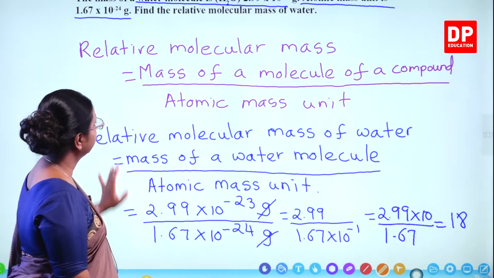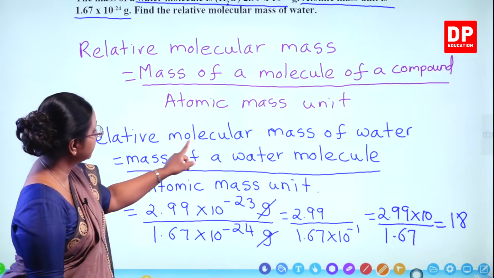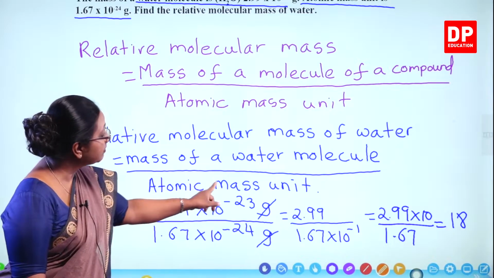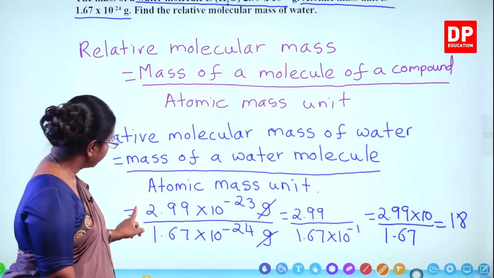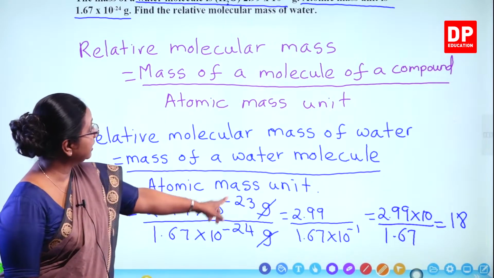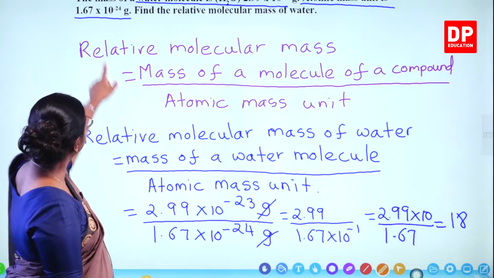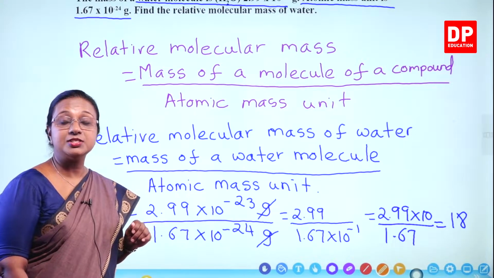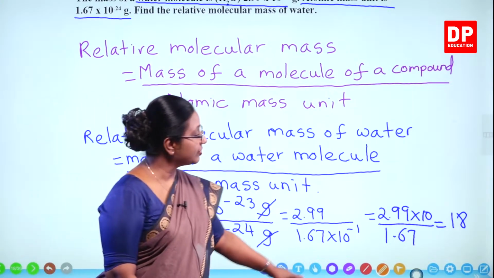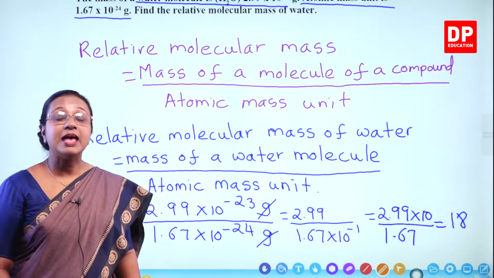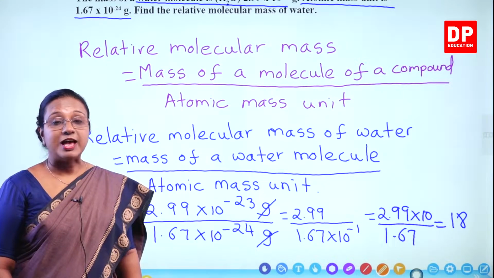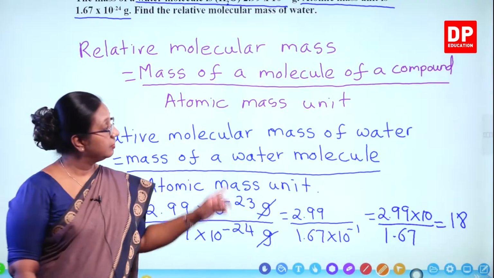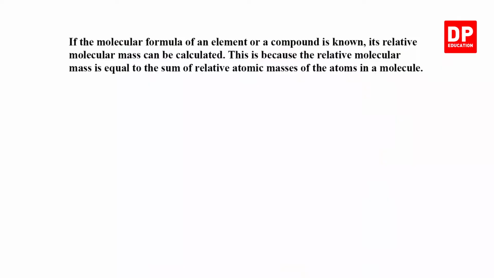Just the second method. So here to calculate relative molecular mass of water, mass of a water molecule divided by atomic mass unit. So here you substitute 2.99 into 10 to the minus 23 grams divided by the atomic mass unit value 1.67 into 10 to the minus 24 grams. So when you simplify, you will get the answer as 18. That is the relative molecular mass of water. With that, we will move on to the next one.